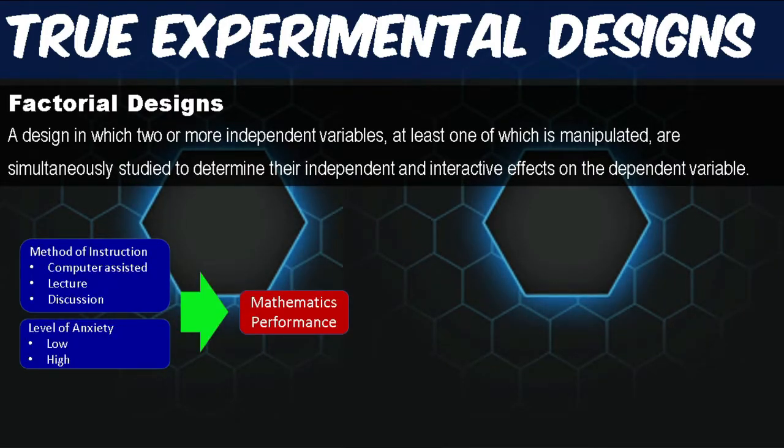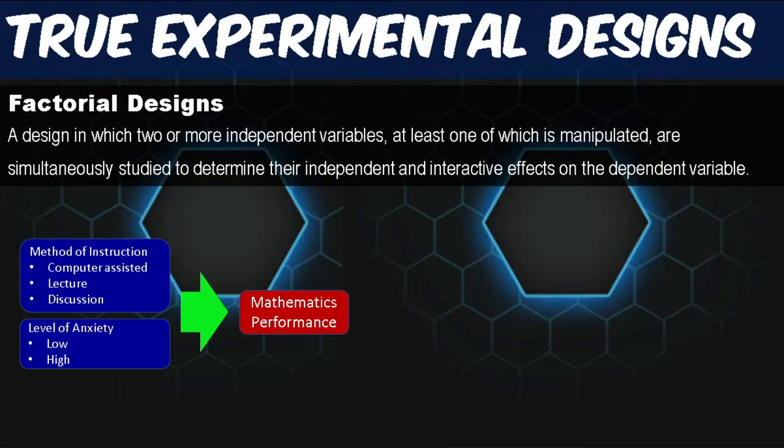For example, I have 2 independent variables. The first variable is the method of instruction. There are 3 categories there. And then also, I want to know whether the level of anxiety has an effect on mathematics performance. I have 2 independent variables. I do not really have to conduct 2 separate experimental studies. I can actually do that simultaneously. And the design appropriate for that is called the factorial design.